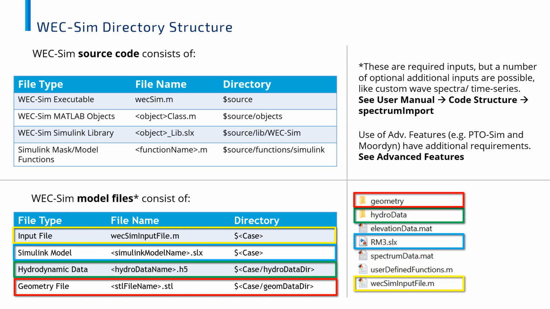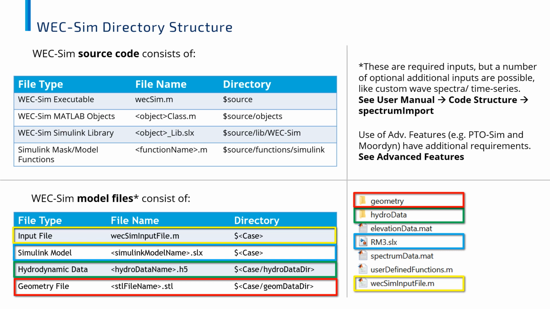First, let's get some vocabulary out of the way. When you first download WEC-Sim, the directory into which all of the code goes will be referred to as the source code directory. That contains things like the WEC-Sim executable and various subdirectories containing other aspects of the WEC-Sim code. When you run a particular model, the directory from which you run that model is referred to as the case directory. This contains things like the WEC-Sim input file and the particular Simulink model you're trying to run, as well as perhaps subdirectories containing hydrodynamic data and geometric data.